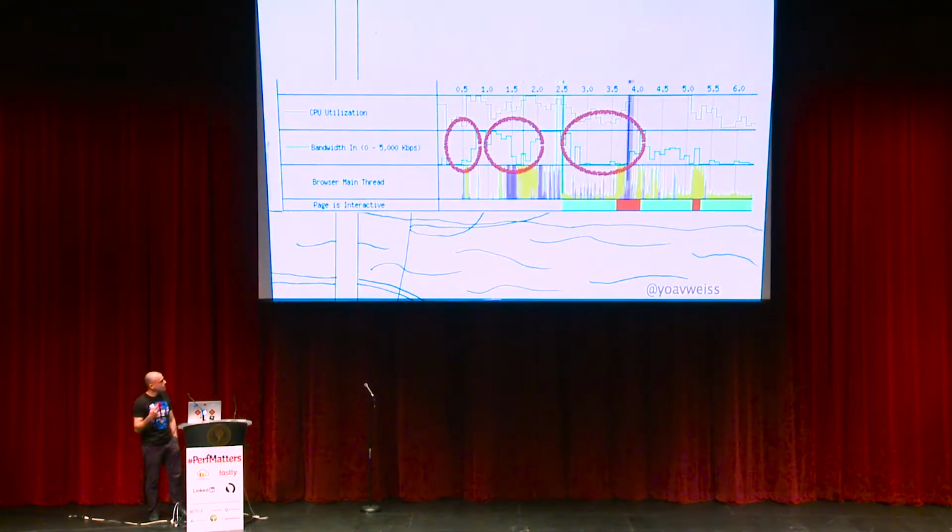And that is resulting in bandwidth graphs that look like this, with many holes in them, because there are many occasions where the browser doesn't know that it needs to download more resources because it hasn't discovered them yet.